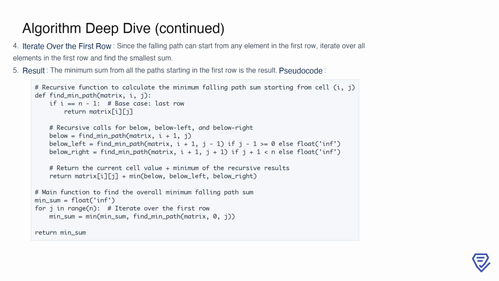The main function iterates over all columns in the first row, calculates the minimum falling path sum for each starting cell using find_min_path, and updates the overall minimum.